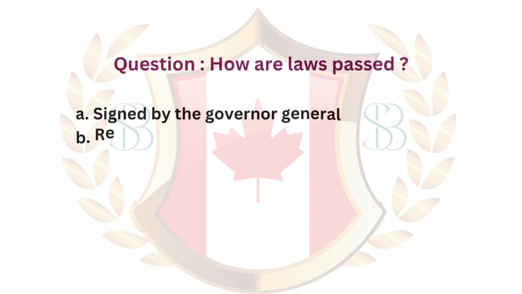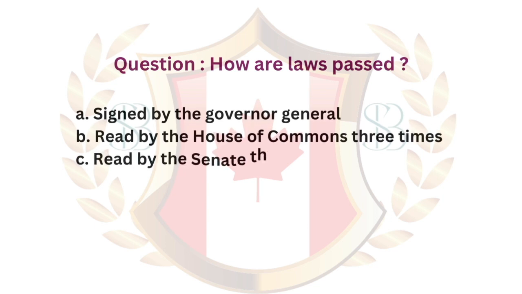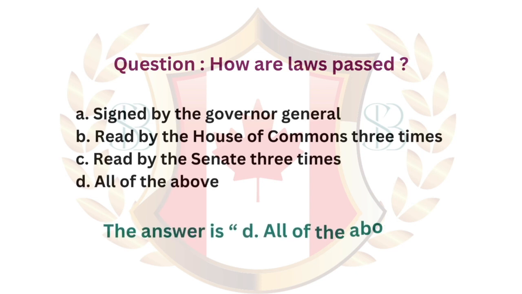Question. How are laws passed? A. Signed by the Governor General. B. Read by the House of Commons 3 times. C. Read by the Senate 3 times. D. All of the above. The answer is D. All of the above.